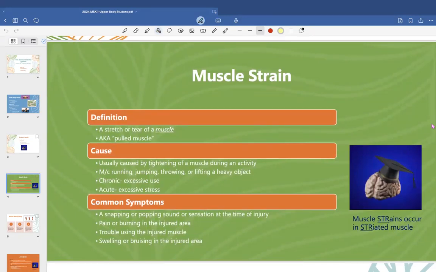A muscle strain by definition is the stretch or a tear of a muscle. People call it a pulled muscle, like I pulled my groin. Usually it's because the muscle gets overly tightened during an activity. So it's usually an explosive power activity: running, jumping, throwing. But sometimes it's lifting a heavy object, like moving someone into their dorm room. One, two, three, and you try to lift really fast. That kind of explosiveness can stretch, tear, or strain a muscle.